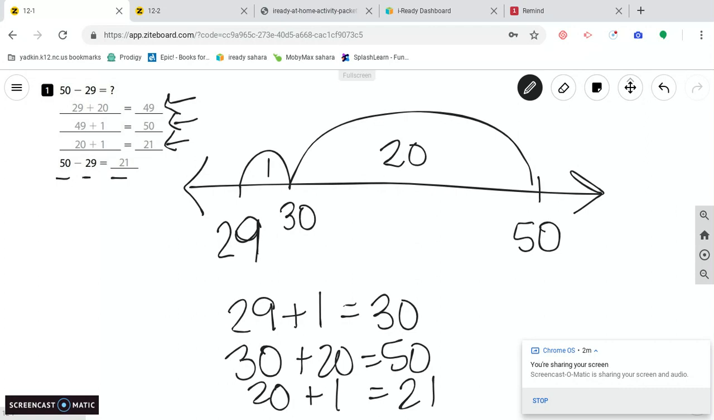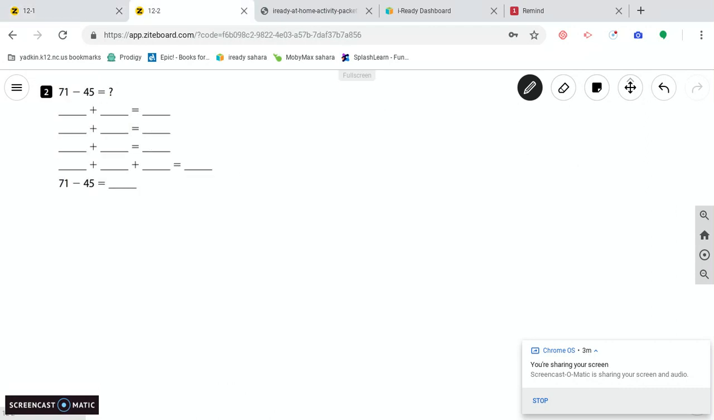So guys, if you can do it on a number line, then you can solve the problem and don't worry about the equations, okay? All right, so let's look at number 2. 71 minus 45, and you can see we've got 1, 2, 3, 4 equations, but look at this last one here. This last one where you've got 3 add-ins is where you're going to add your jumps, okay? So that means that we should be able to solve this problem with 3 jumps.